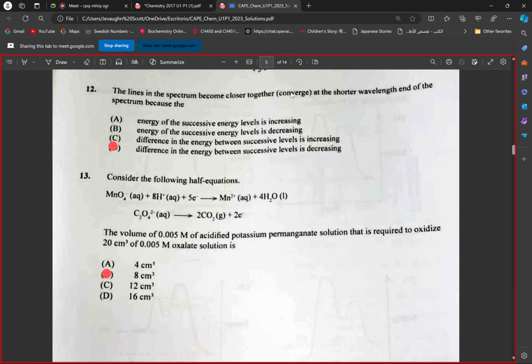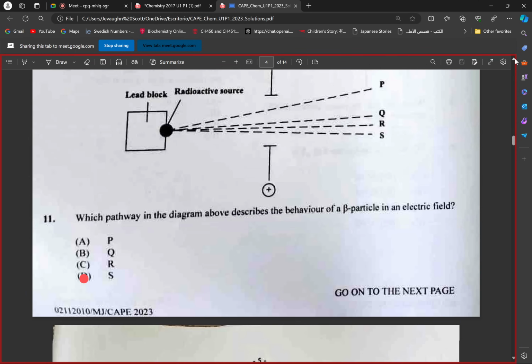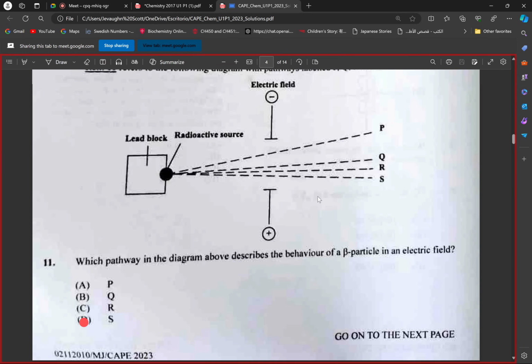The lines of the spectrum become closer or converge at the shorter wavelength. The electron, since it has a negative charge, is going to be deflected more to the positive cathode, more so than everything else, because of its size as well, its weight. Its weight is fundamentally, theoretically, relatively zero. So it's going to be deflected way more to the positive cathode than in any other scenario. So it's going to be the most deflected.